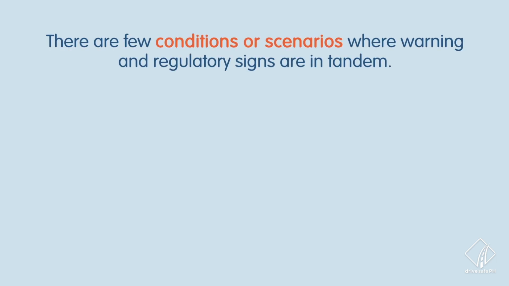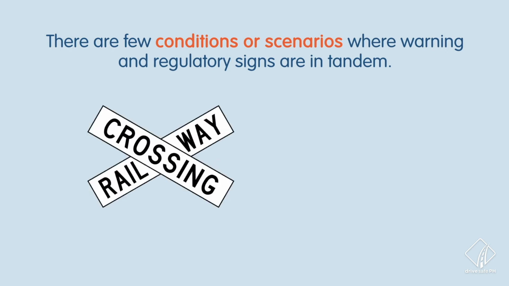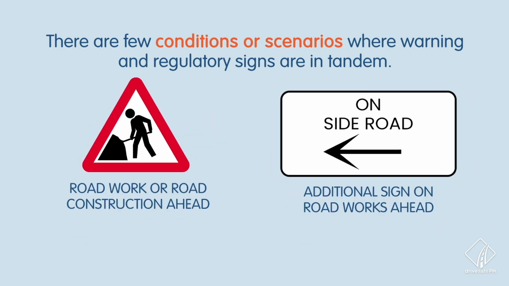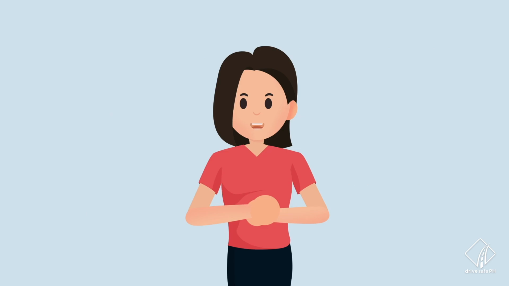There are a few conditions or scenarios where warning and regulatory signs are in tandem. These include the railroad crossings and road work. It is important that railroad crossing and roadwork signs are positioned in places that can be easily seen by motorists and road users. I couldn't agree more, Mr. DriveSafe.